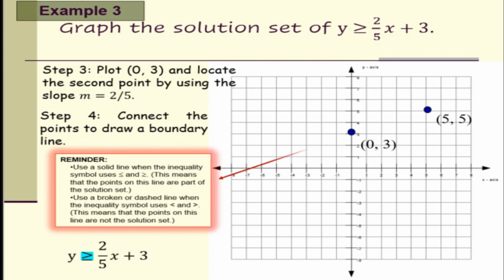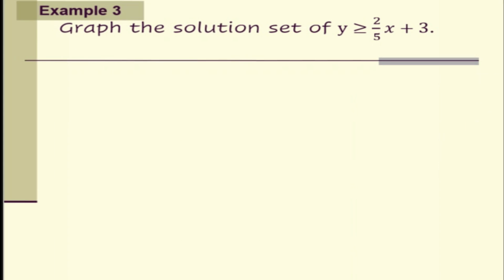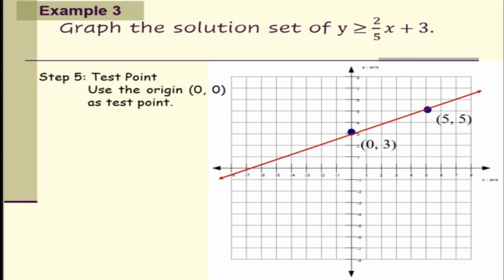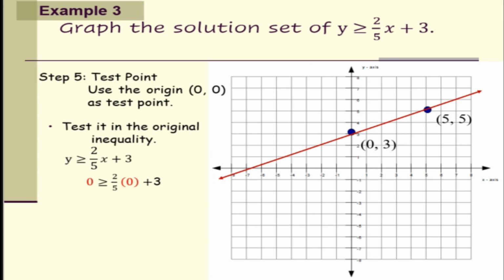And for step 5, use a test point. Use the origin (0, 0) as test point, then test it in the original inequality. The inequality is y is greater than or equal to 2/5x + 3. Substitute 0 for x and 0 for y.